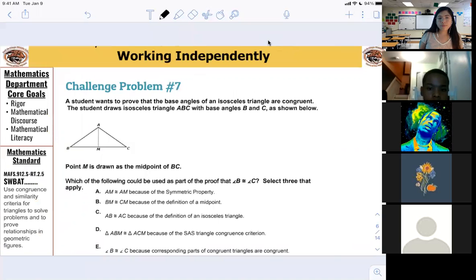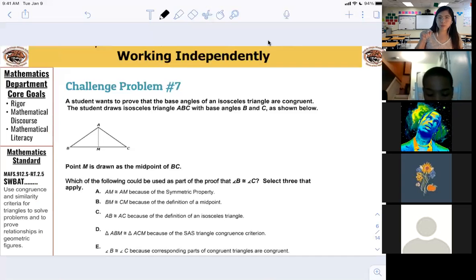A student wants to prove that the base angles of an isosceles triangle are congruent. The student draws an isosceles triangle ABC with base angles B and C as shown below. Point M is drawn as the midpoint of BC. Which of the following could be used as a part of the proof that angle B is congruent to angle C? Select 3 that apply.